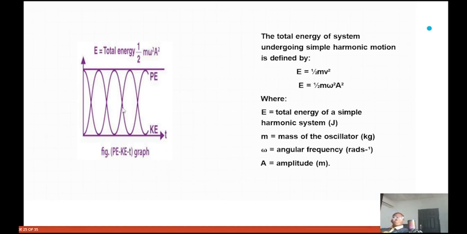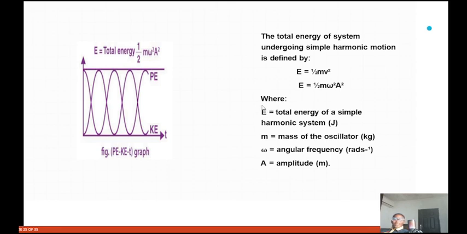Then the energy of a motion undergoing simple harmonic motion is equal to half mv squared. You know that this is kinetic energy. So what is our V? Remember what your V is. Your V squared is omega squared multiplied by A squared. You can remember that, right? Omega squared multiplied by A squared.